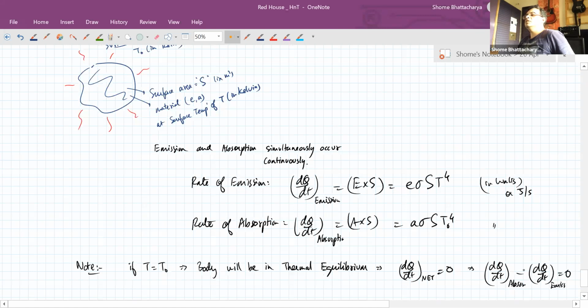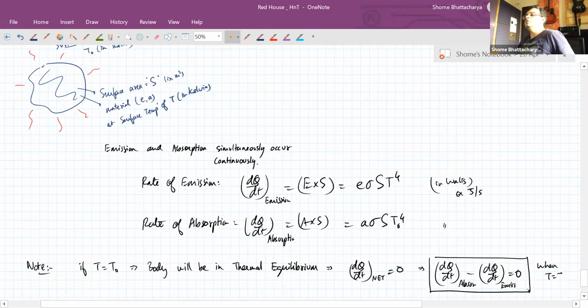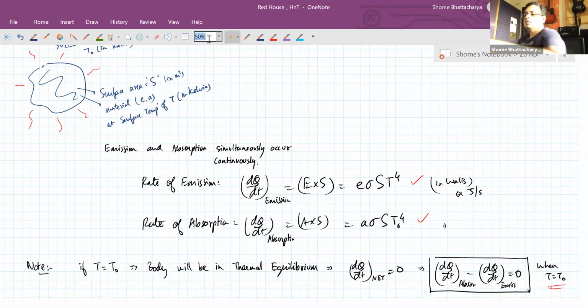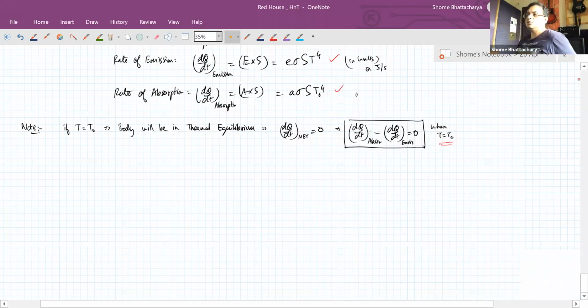So this must be equal to 0, but under what condition? Under the condition that the temperature of the surface is equal to the temperature of the surrounding. Okay, so we will look at these two equations from above in this condition, and from that we will come to another important conclusion about absorptivity and emissivity, which is coming up next. So just note down up to here, people.